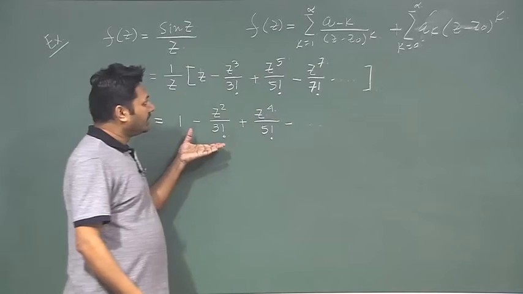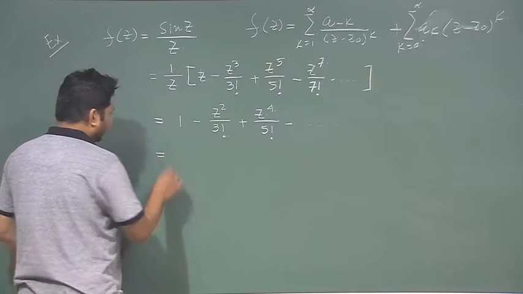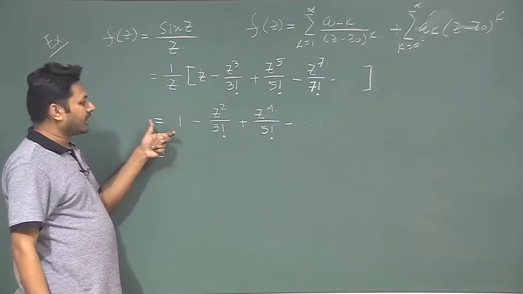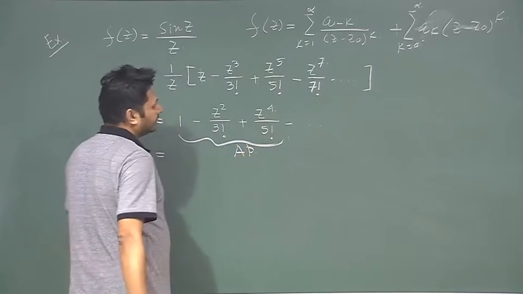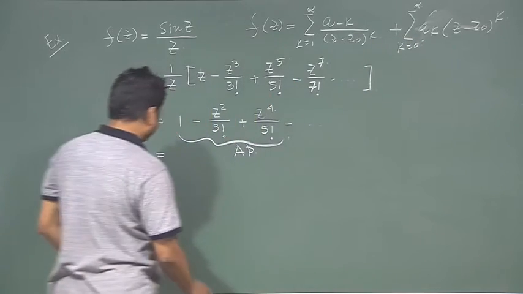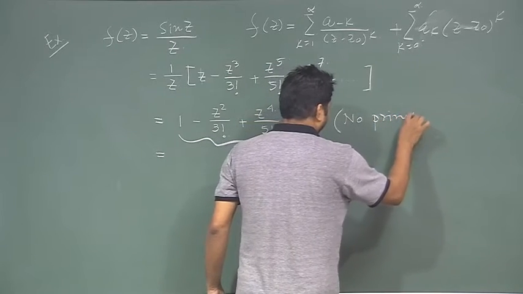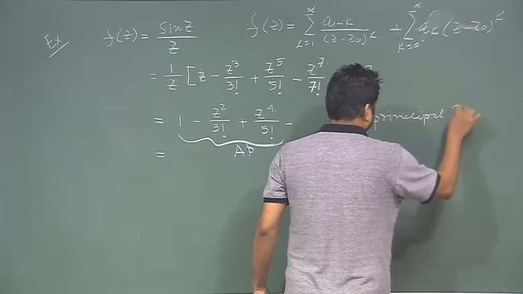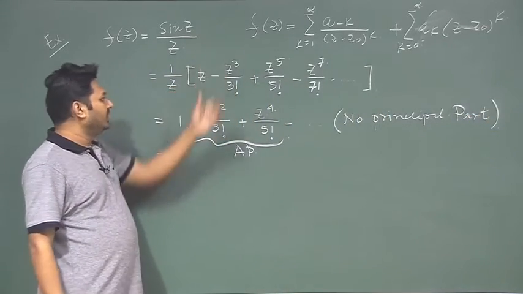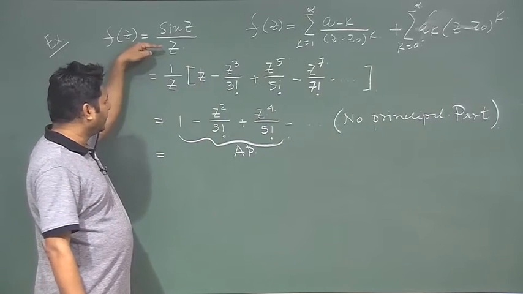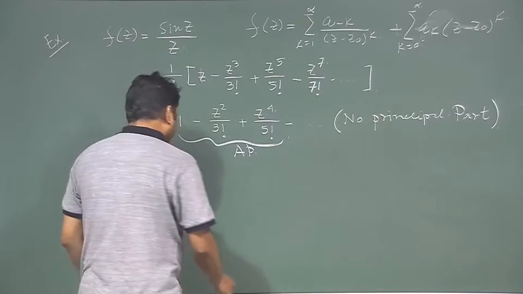If I want to tally with these, we find that there is no principal part here at all. All of these terms are analytic part, starting from here. So, there is no principal part. If an expansion does not have any principal part, we say the singularity is removable. Here we know that z equal to 0 seems to be a singularity, but this singularity is removable. So, we call it a removable singularity.